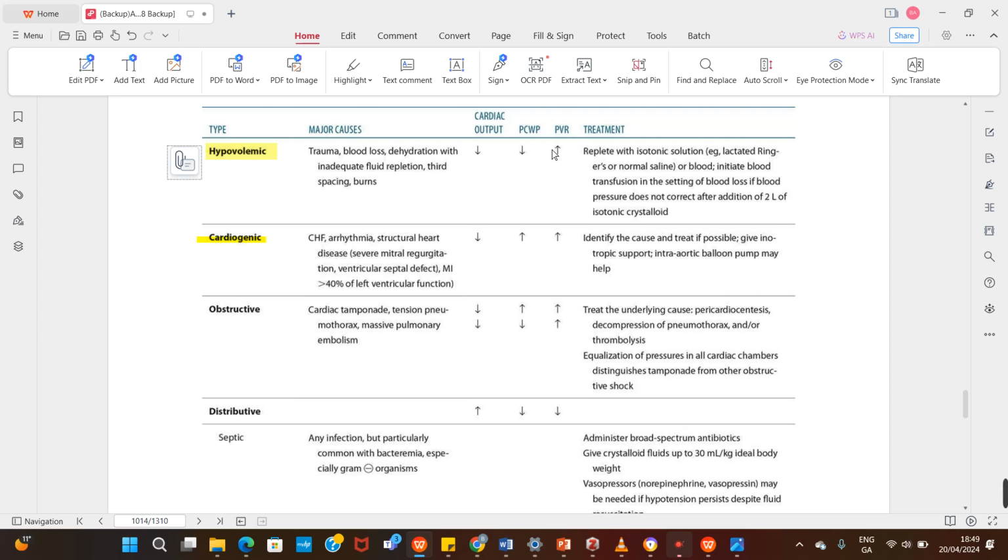And most of the time, you might want to give the person inotropic support, because you want to maintain the contractility of the heart so that you can push it forward instead of backward. So inotropes, like dobutamine, that's one of the best. As a substitute, you might consider dopamine or milrinone. And in some individuals, we might assist them by giving them an intra-aortic balloon pump.